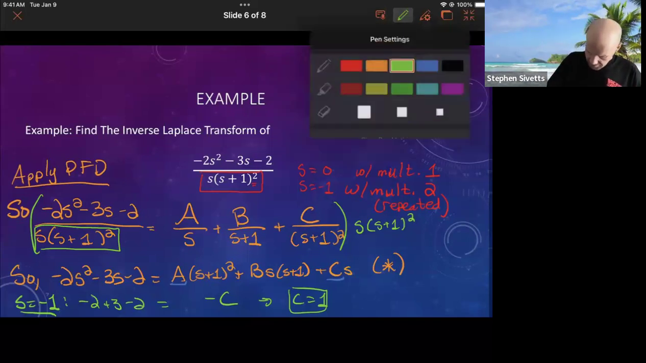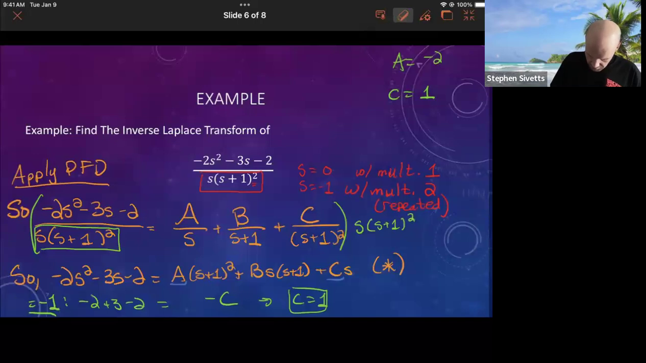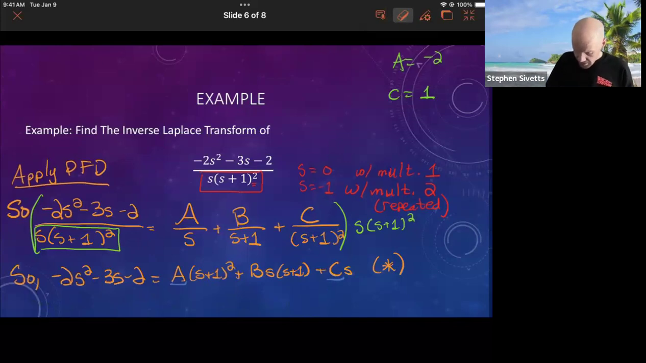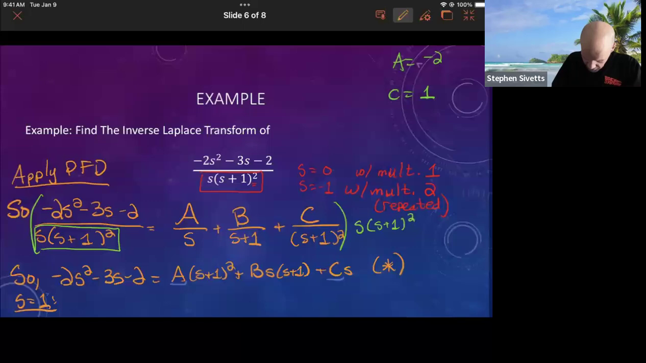And lastly, you can also pick any other number to solve for the b term. Right? We also know that a is equal to -2 and c is 1. So if s is 1, that's a good number. So if s is 1, we'll have on the left-hand side a -2, -3, so that's a -5. -2, so on the left-hand side is a -7.